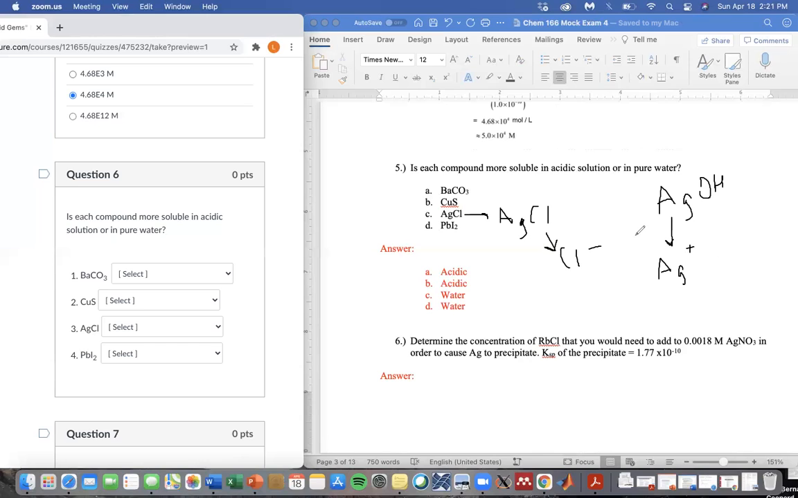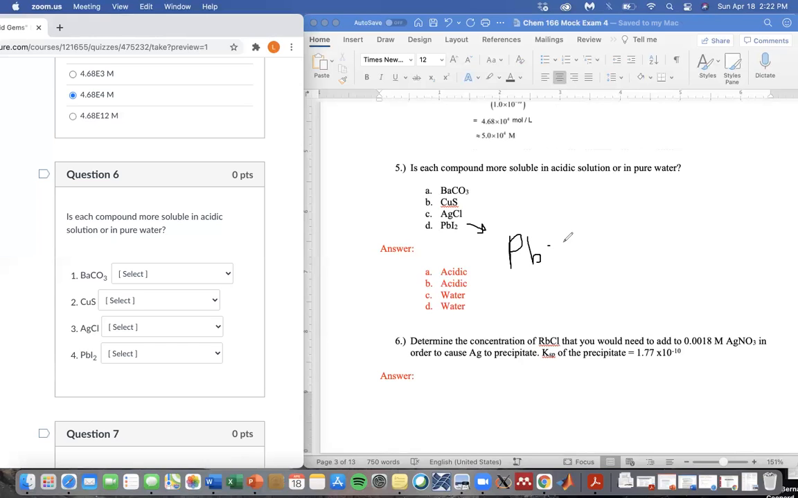Yes, the weak acid, if you went by the Bronsted-Lowry definition, it wouldn't be a Bronsted-Lowry acid. It would be a Lewis acid, because it can be an electron acceptor. So you don't have to worry about that much. Just think about that because this isn't a weak base. It'll be more soluble in water than it would be in an acidic solution. So C is water, and then same thing here for PbI2.